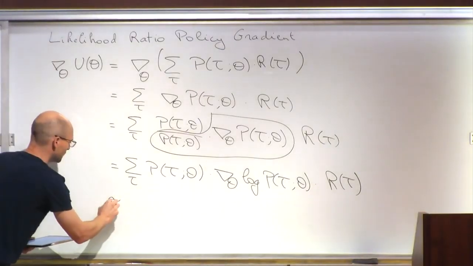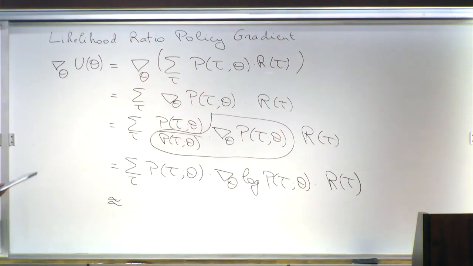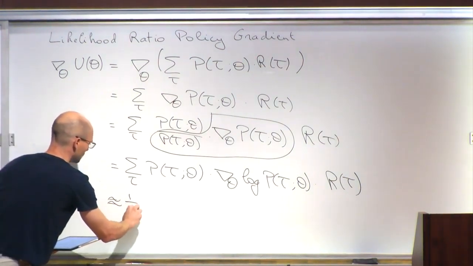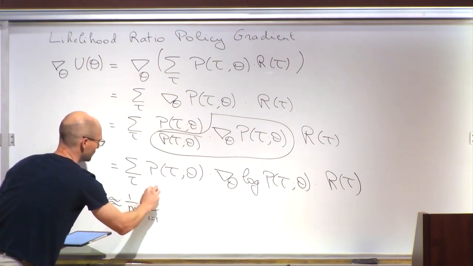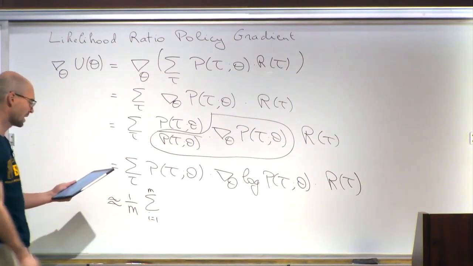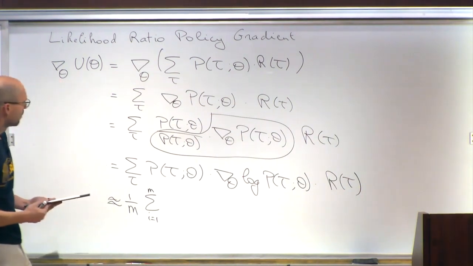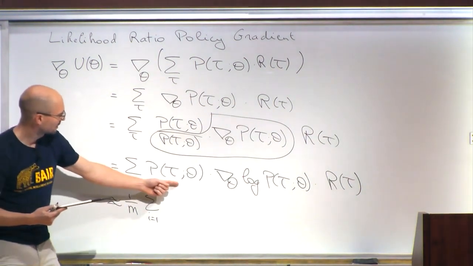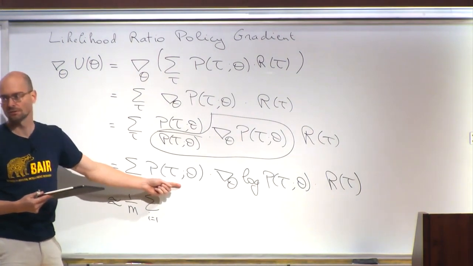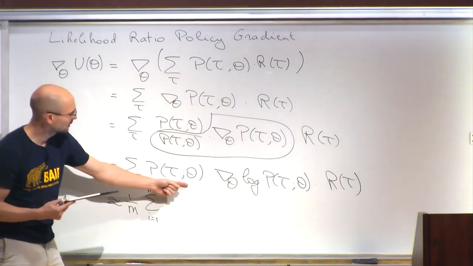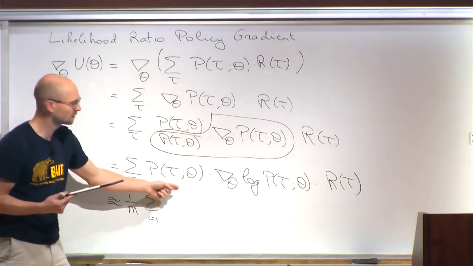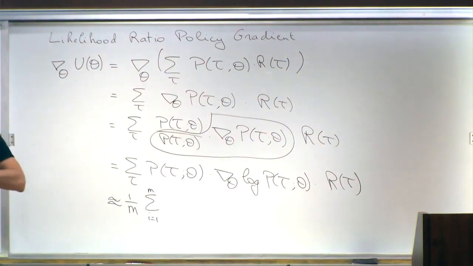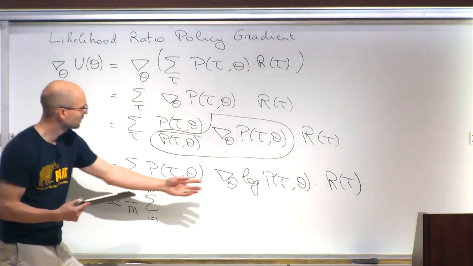So it's approximately, because it's sample-based now, equal to the average over m trajectories tau, so tau i from 1 through m. We're going to average, so this is an expectation under this distribution. We can compute this expectation by taking samples from that distribution. How do we do that? We do a rollout. This is a distribution over trajectories under our policy pi theta. So we use our policy pi theta, do a bunch of rollouts, and then we can compute the average.